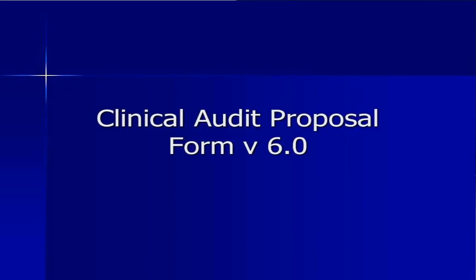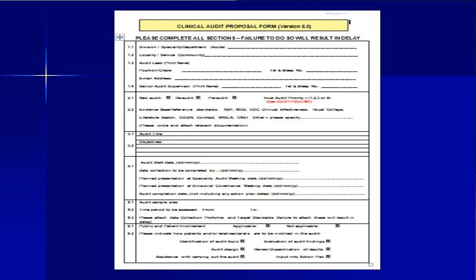Clinical Audit Proposal Form, version 6. I'm not sure how well you'll be able necessarily to read these, but it will give you a feel for the layout of the document, and I'll comment on it as we work through. This is page 1. The top section requires that you indicate the division or speciality or department that you're in.